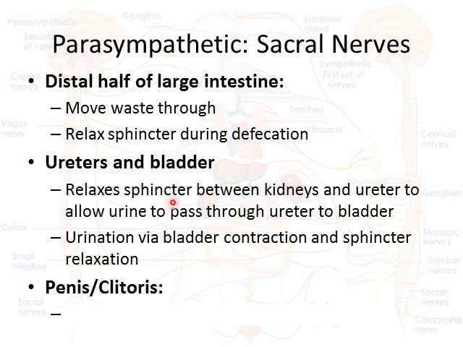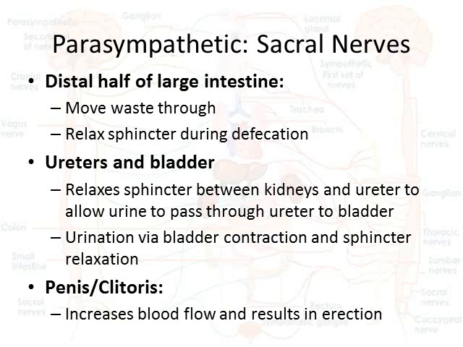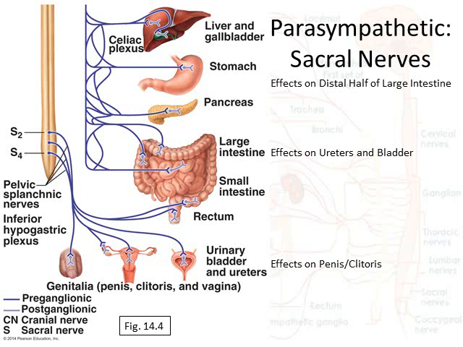Then we've also got the ureters and the bladder. So again, relaxing sphincters between kidneys and ureter to allow the urine to pass through to the bladder, as well as contracting the bladder and relaxing the sphincter that allows urine to pass through. And then the reproductive function of this is to allow for erection to occur in the penis and the clitoris. Again, you guys can recap this on your own.